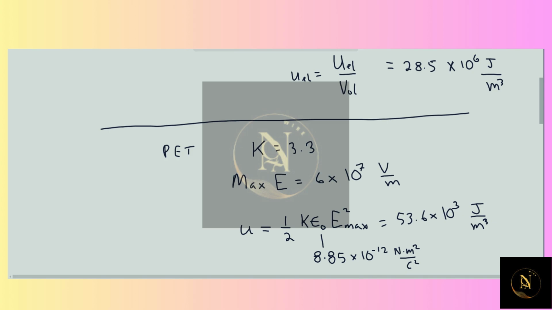Okay, so comparing the two, the energy density that we found is enormous compared to what we would expect for this material. So either they gave us some wrong figures about this capacitor, or there's something else going on in that capacitor that we don't know about besides the PET film.